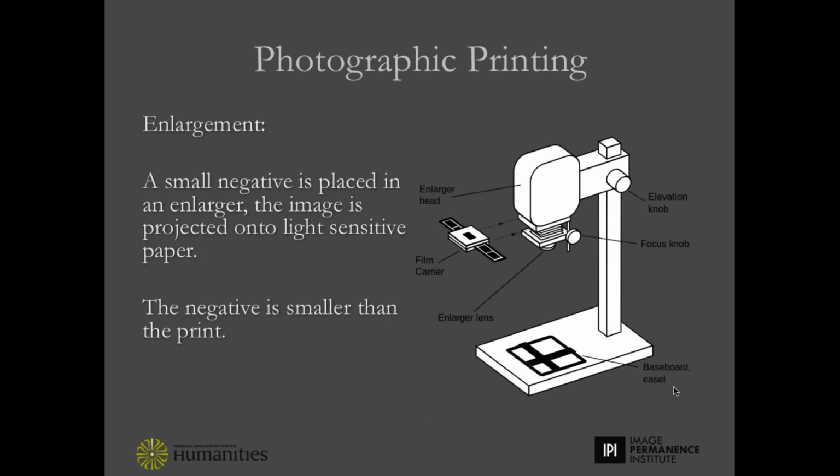However, enlargement became more readily and more easily achieved in the 20th century with the introduction of electric light, as well as chemical improvements or changes to photographic papers, which made them more light-sensitive, or essentially faster. A small negative is placed in an enlarger. The enlarger has an electric light source, a condenser, and lenses. Light shines through the negative and the image is projected onto photographic paper. The print is therefore larger than the negative.